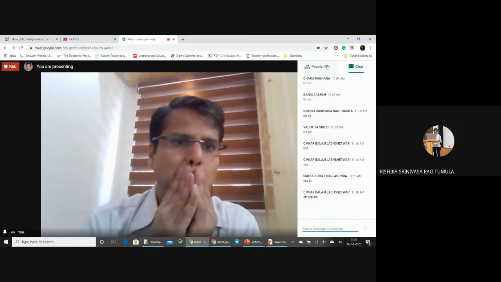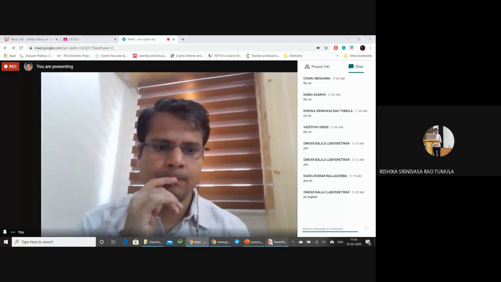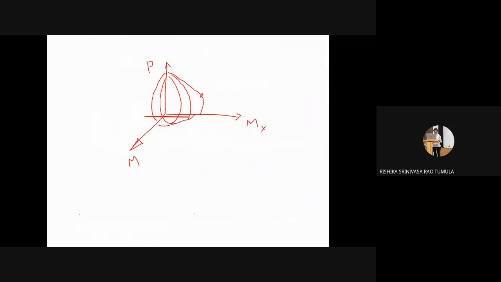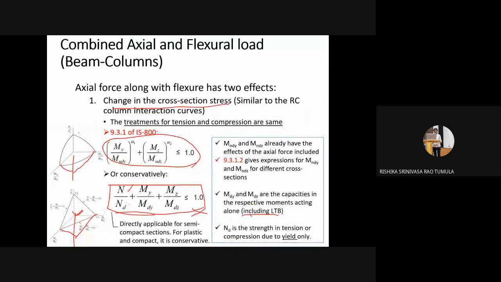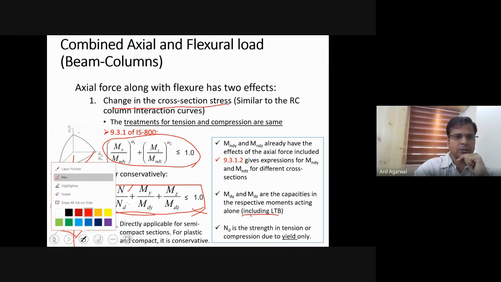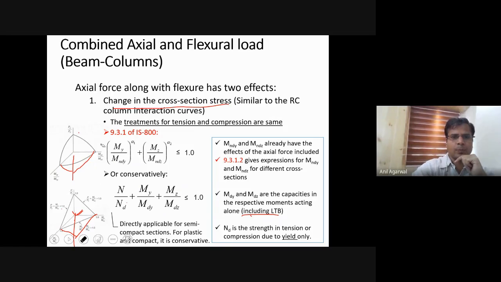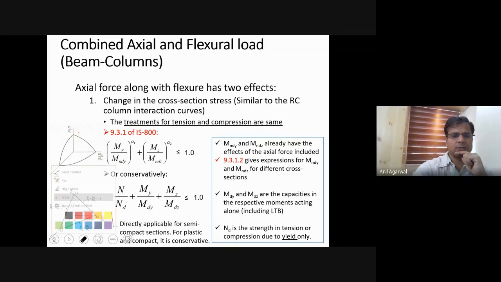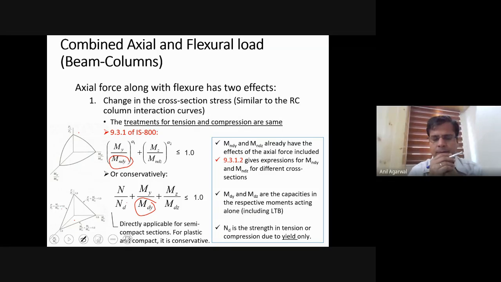Sir, in the interaction diagram, what is the difference between MNdy and Mdy? So the question is, what is the difference? Let me erase all this, whatever I wrote, so that I can start afresh. If I understood the question correctly, the question is, what is the difference between this Mdy and this MNdy? Is that right? Yes, sir.